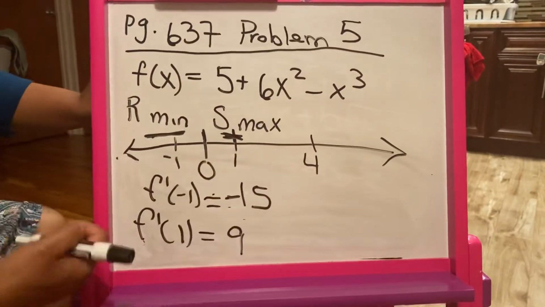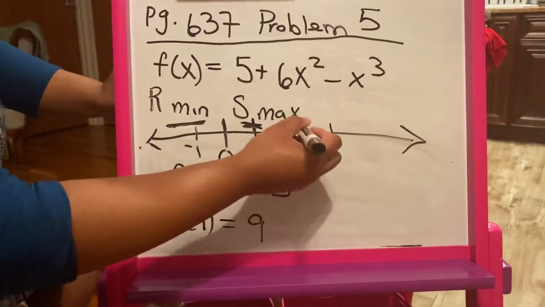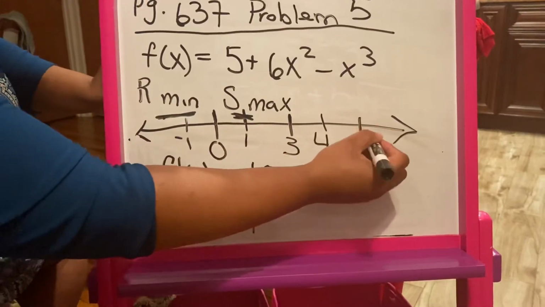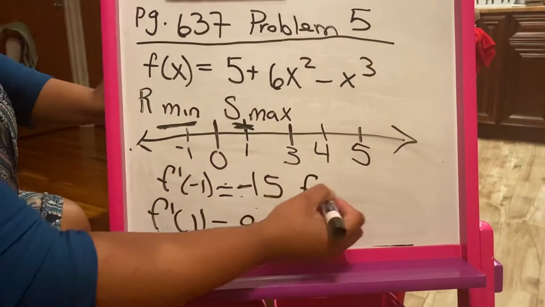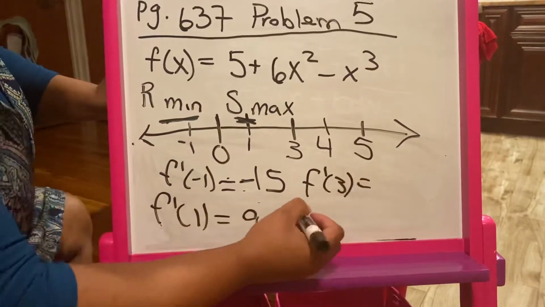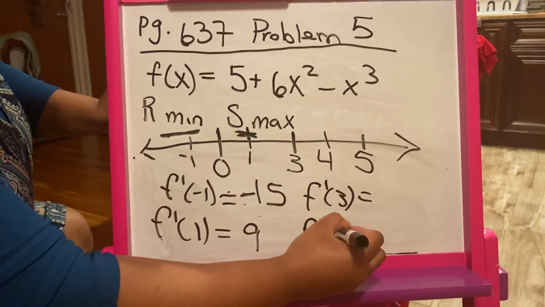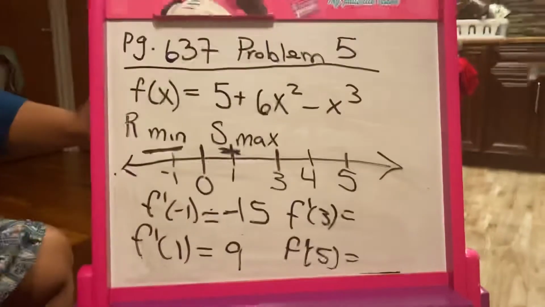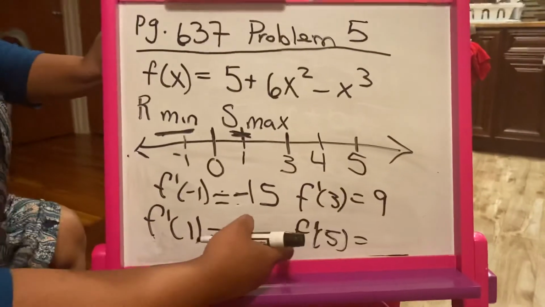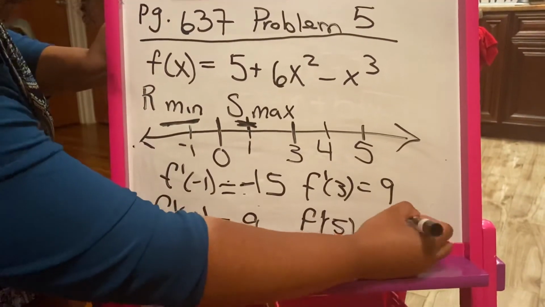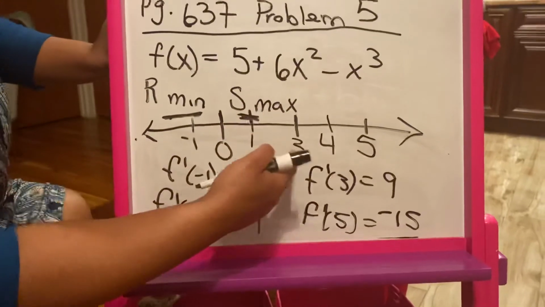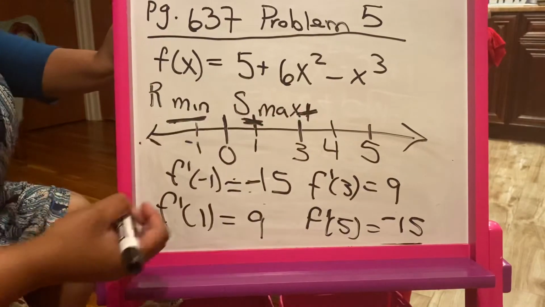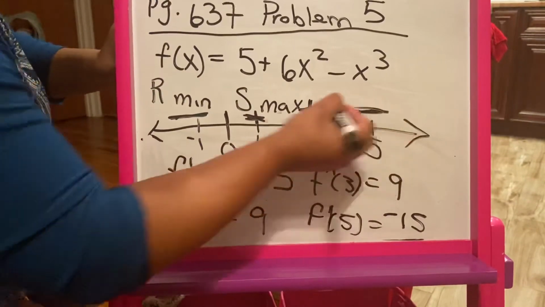I'm going to do the same thing to the critical value 4. That means that I'm going to do 1 less, which is 3, and 1 more, that is 5. When I plug it into my derivative, f prime of 3 is 9. f prime of 5 is negative 15. That means that at 3, my function is increasing, and at 5, my function is decreasing.